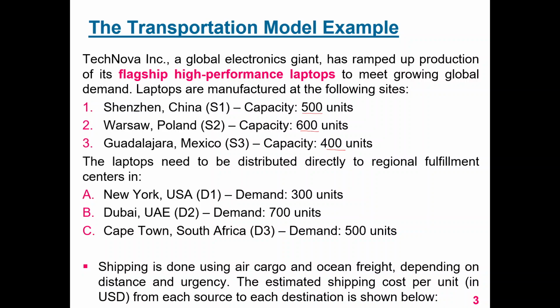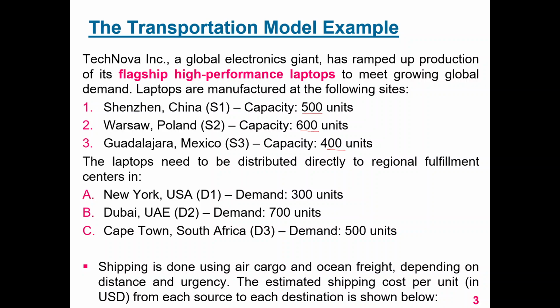These laptops are to be distributed to the regional fulfillment centers. These are basically the demand centers, which are in New York, which has a demand of 300 units, Dubai, which has a demand of 700 units, and Cape Town, which has a demand of 500 units. The shipping is done using air cargo and ocean freight, depending upon the distance and urgency.